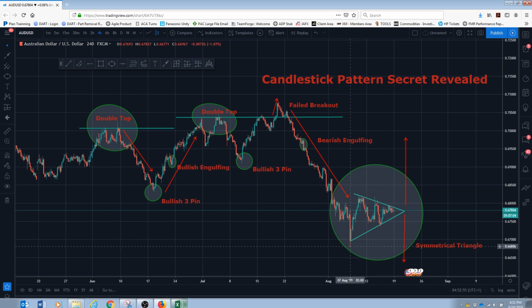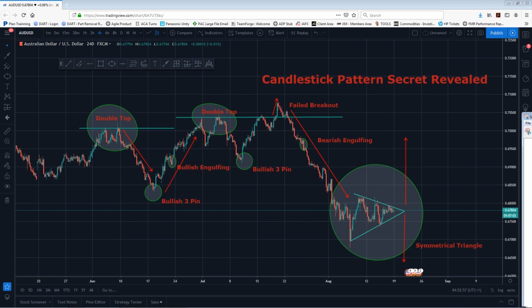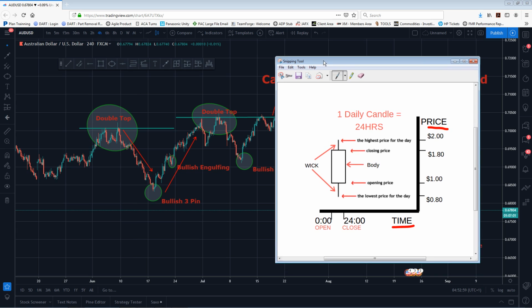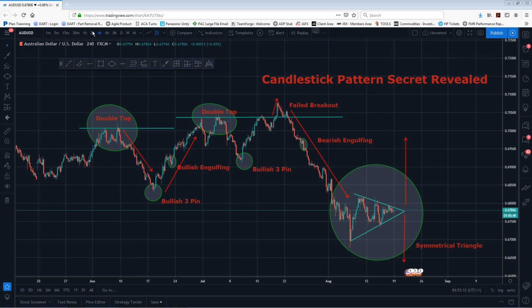Before I actually look at the cheat sheet, I forgot, I want to first make sure everyone understands the candlestick. So this is a breakdown of a one daily candlestick. So I'm going to change this chart here to daily.